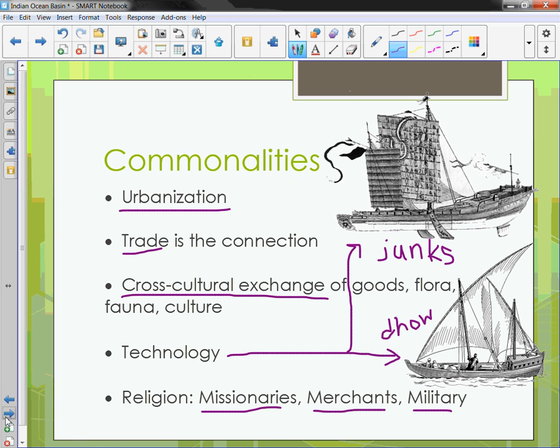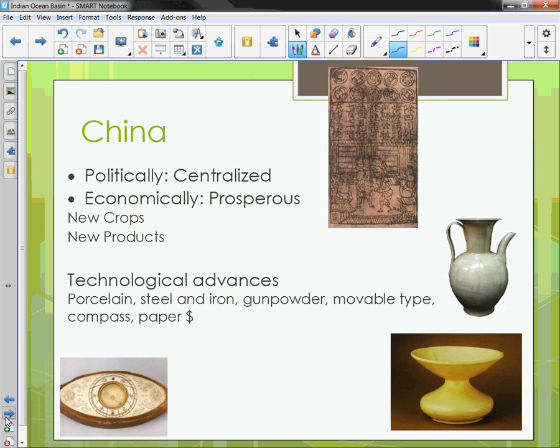So now let's look at China. China, like we learned in the earlier videos, was politically very centralized. If you're going to look at China versus India and Africa and use them as a comparison, the best difference is that China is centralized. Economically, they were extremely prosperous because they had a lot of new crops. Crops were being spread through the Dar al-Islam, but also they had crops like fast-growing rice.